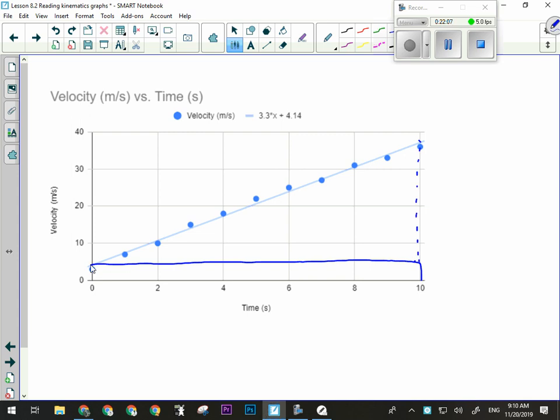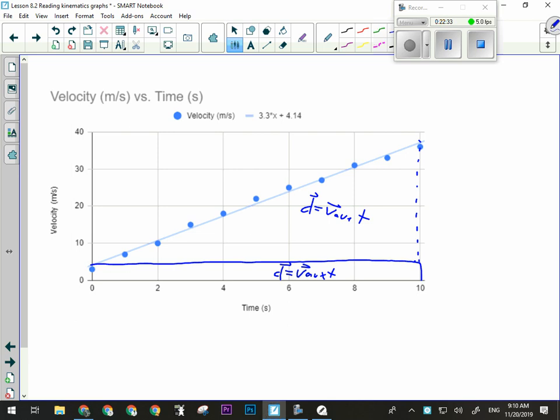So I have to recognize the shapes, and then I have to recognize that I still want to do this. D equals average velocity times time. Okay, but I'm going to calculate it differently because in one, the velocity is constant, and in the other, it's changing. Okay, so the rectangle is easy.